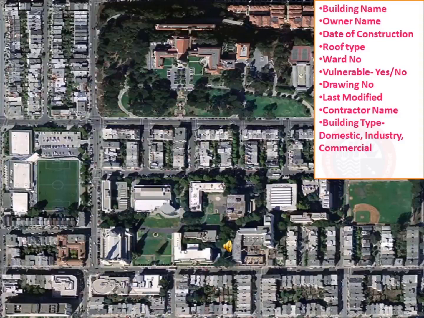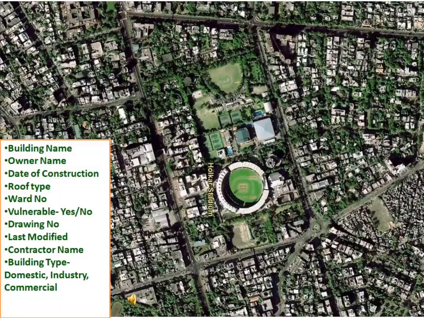GIS mapping is very much useful in property tax information system in urban local bodies like municipalities or corporations. Having GIS data of building ID, owner name, ward number, date of construction, roof type, number of floors, approved drawing, latest modified plan, building type like domestic, industry, commercial, government, etc. With the help of high resolution satellite data or drone survey data and field survey data, GIS mapping can be done easily.